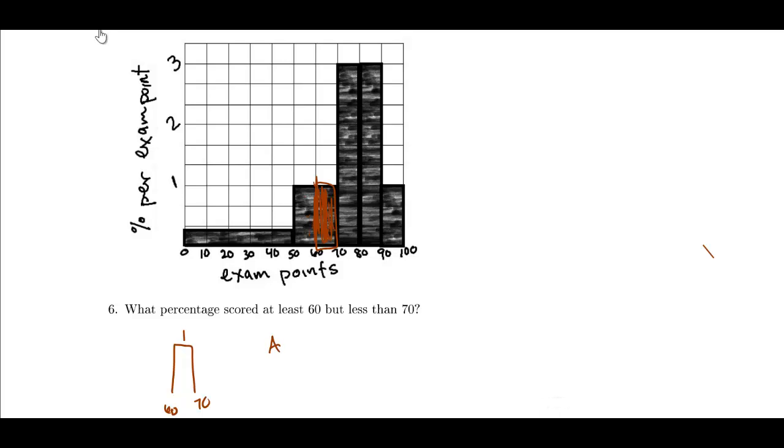So my area, which equals length times height. So I guess we've been saying width, not length. So my area has a width of 10 and a height of 1. So that gives me 10. So 10%.